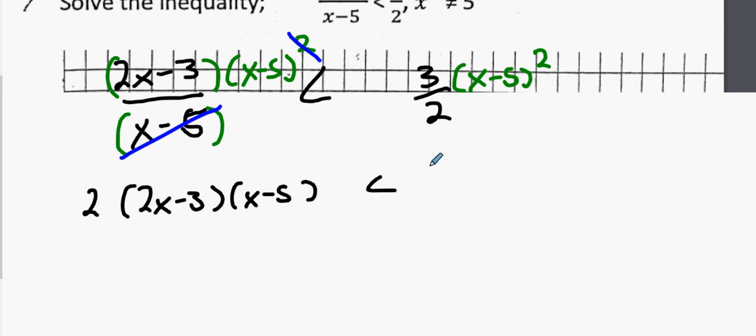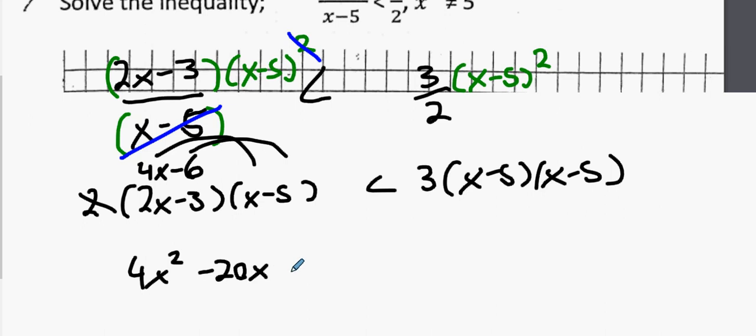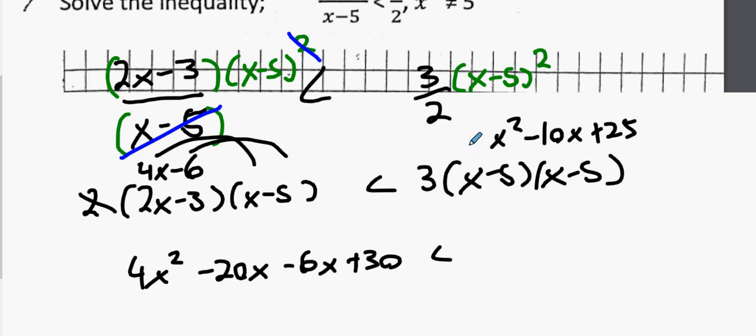Alright, and then over this side it's 3 times x minus 5 by x minus 5. We all good so far? Multiply it out. I'm just going to call that 4x minus 6, is that okay? That's where the 2 went. Now we're going to multiply this by this. We're going to get 4x squared minus 20x minus 6x plus 30 less than, multiplied by 3, is it?